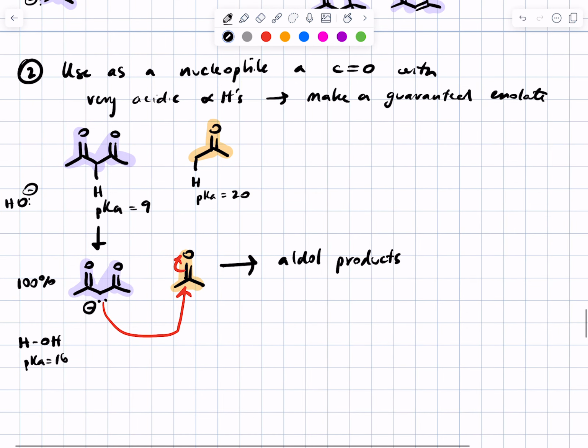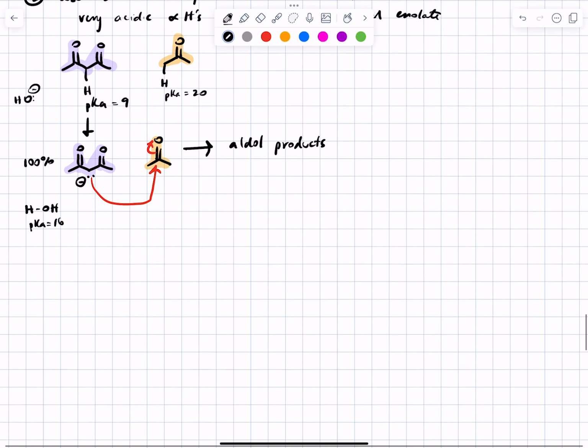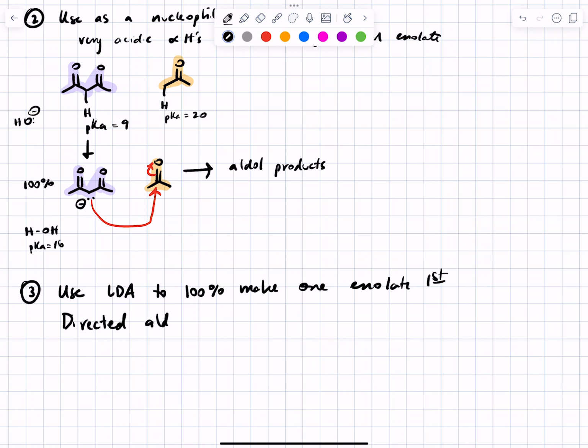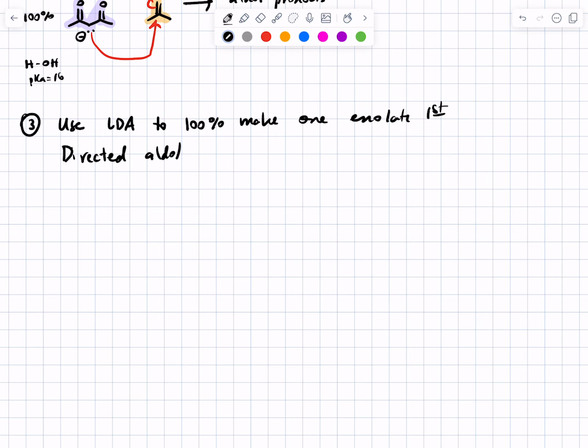Okay, the final strategy for crossed aldol reactions is a version of option 3, only we're going to use LDA to 100% make one enolate first. And this is called the directed aldol. So the idea here is that the 2 carbonyl compounds never see each other directly.